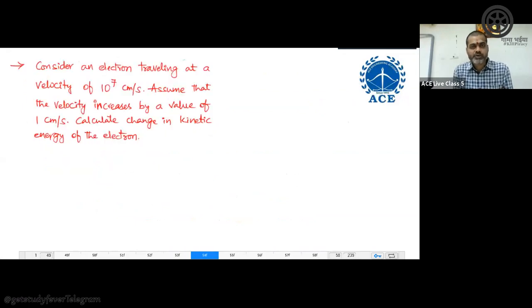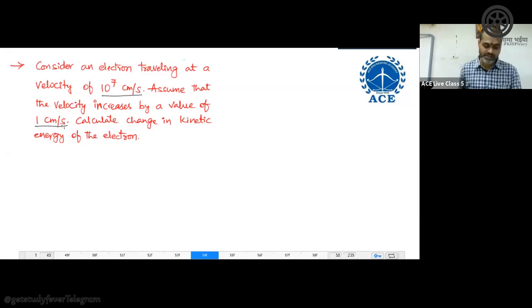Let us consider a numerical problem here, so that we can understand some of the concepts in a better way. Now consider an electron which is traveling at a velocity of 10 power 7 centimeters per second. Assume that the velocity increases by a value of 1 centimeter per second, and we need to calculate the change in kinetic energy of the electron.